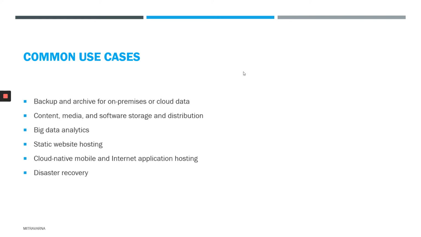Common use cases. What are the common use cases? First one is backup and archive for on-premises or cloud data. Next is content, media, and software storage and distribution. Then big data analytics, static website hosting, cloud native mobile and internet application hosting, and disaster recovery. What do you mean by static website hosting? I would like to highlight this one.